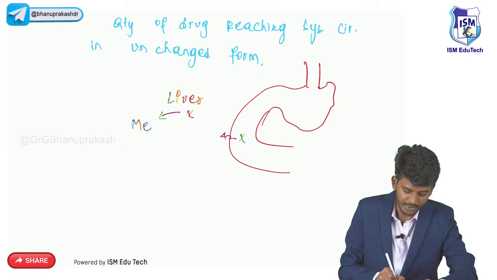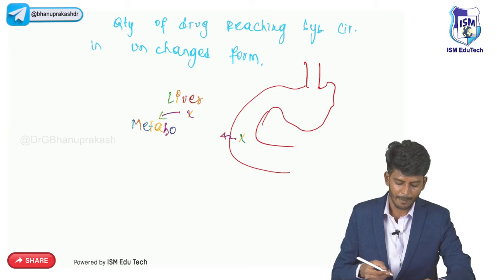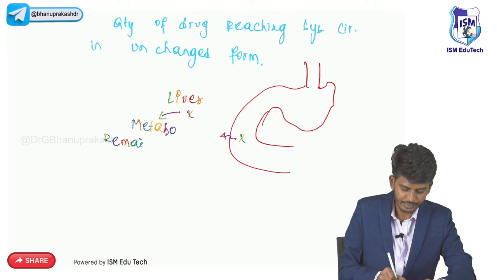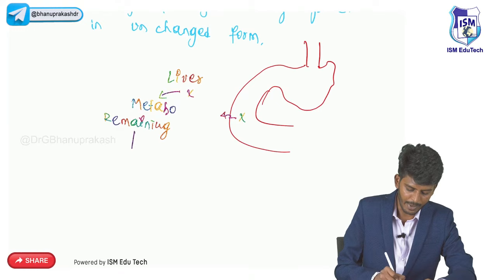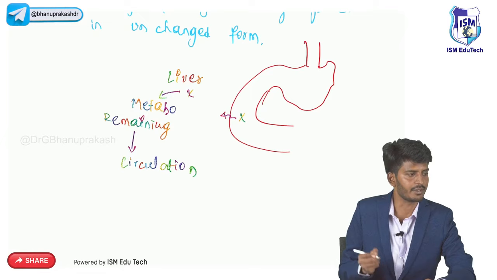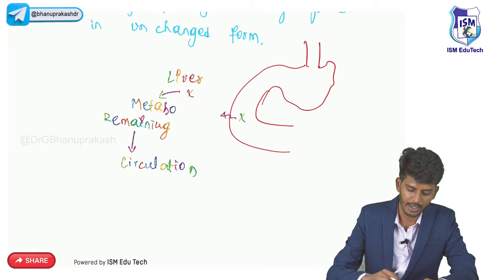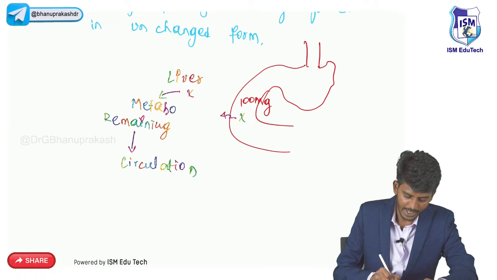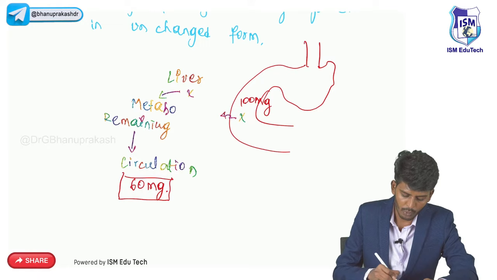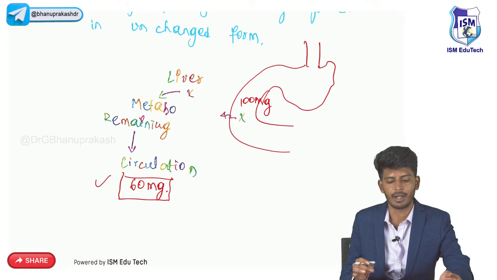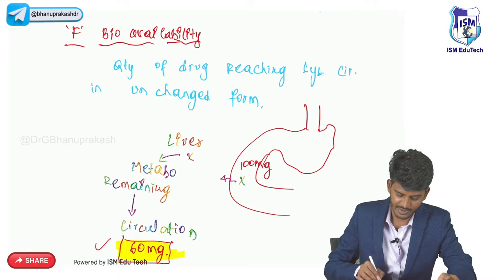After metabolism, the remaining drug will go to the circulation. What do I mean by this? It's very easy. The remaining drug going to the circulation: for example, in the starting, if I give 100 mg of the drug, in the end I'm getting only 60 mg of the drug. This 60 mg reaching the circulation I'm going to call the bioavailable drug, in an unchanged form. This is your bioavailability.